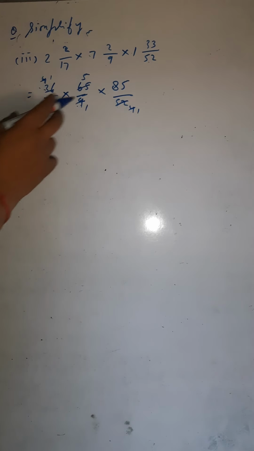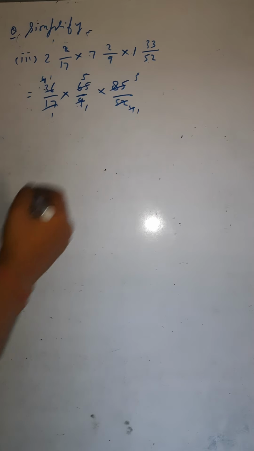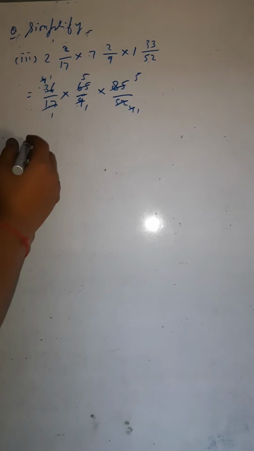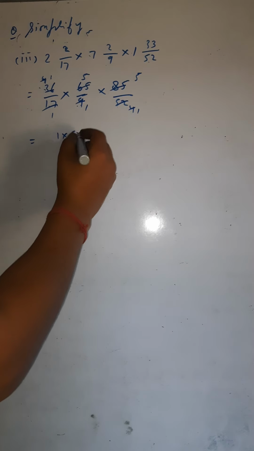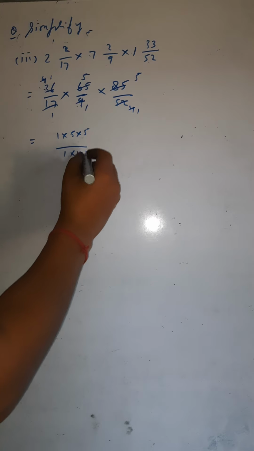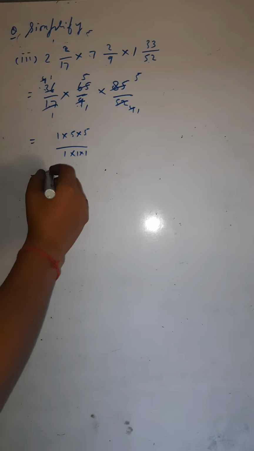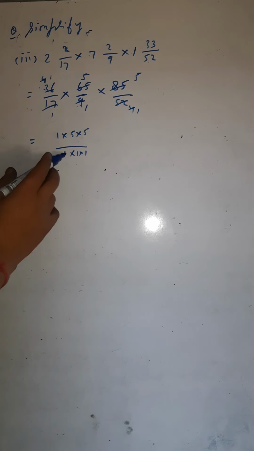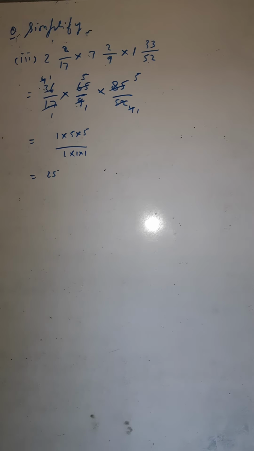Similarly here also 17 and 85. 17 ones are 17, 17 fives are 85. So what is left? Here 1, 5, 5. Downside 1, 1, 1. So answer would be what? 5 ones are 5, 5 fives are 25, 25 ones are 25, divided by 1 one's are 1, so downside 1 is left. So no need to write it. Answer would be 25. So this is how you would solve the question. Okay. Just note this down.